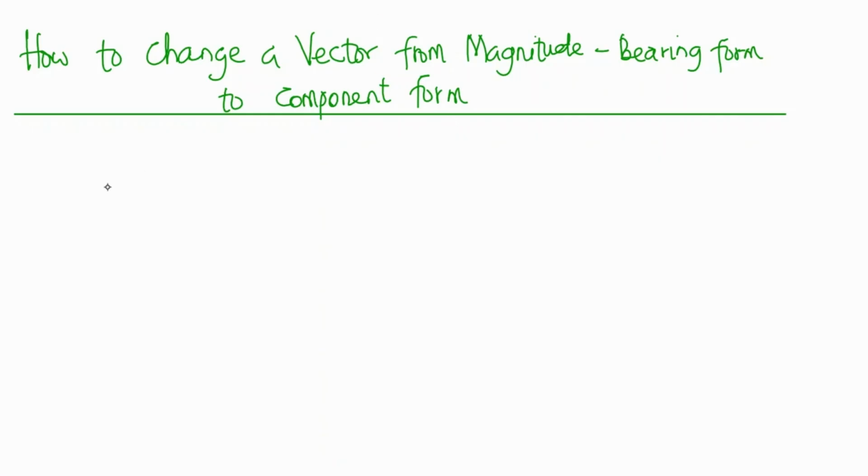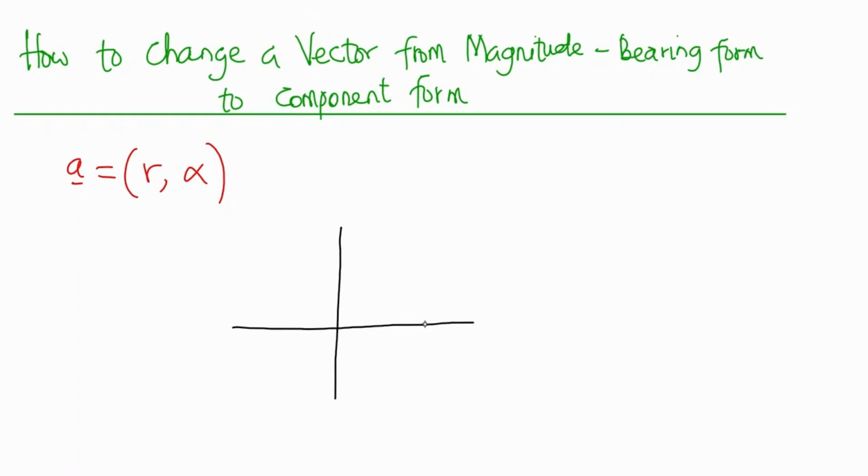Now this is what we are saying. If we have a vector in magnitude bearing form as r as its magnitude and alpha as the bearing, then we want to change this to component form. Now this is what you have to note. So first, you have to represent this magnitude bearing form of the vector in the Cartesian plane and we proceed from there, which means we are going to draw our Cartesian plane here. Now let's assume that this vector is in the first quadrant in the Cartesian plane, which means our vector is going to be at this side.